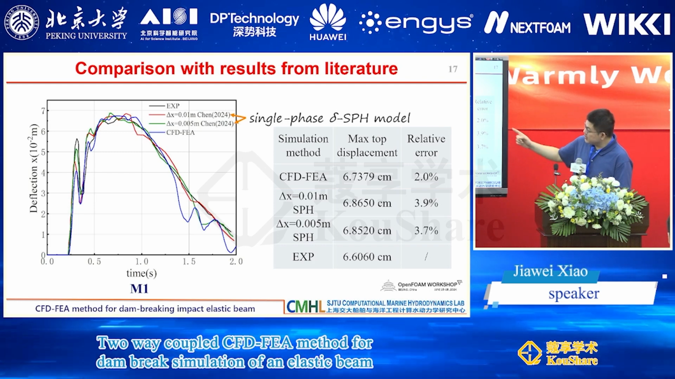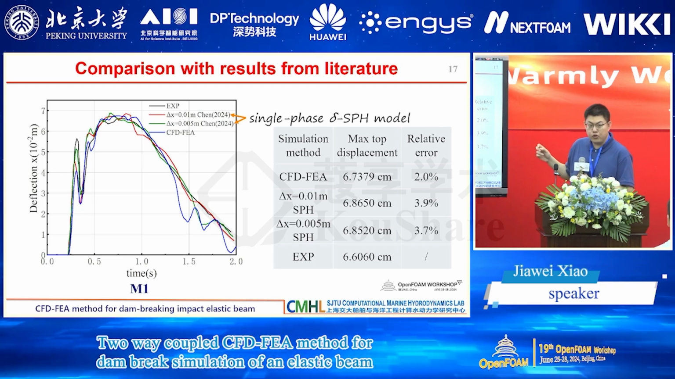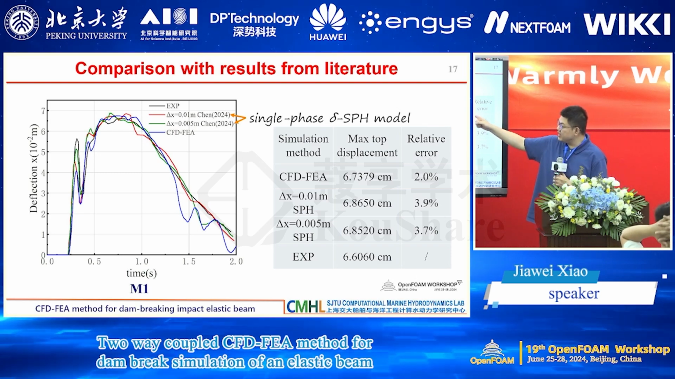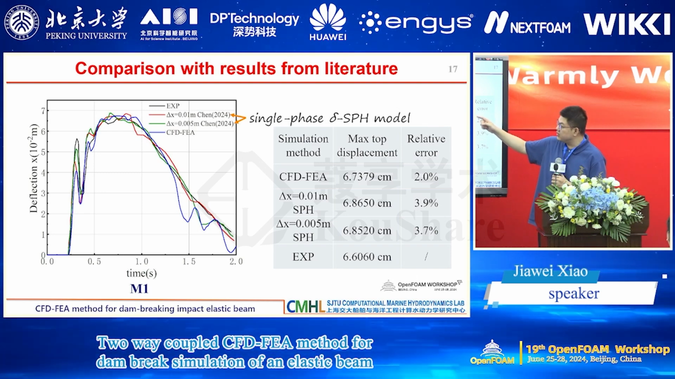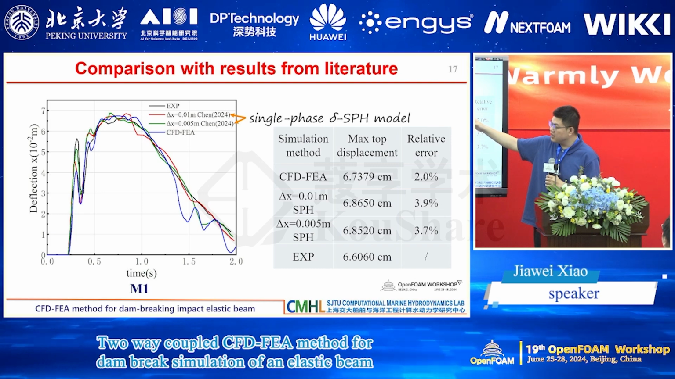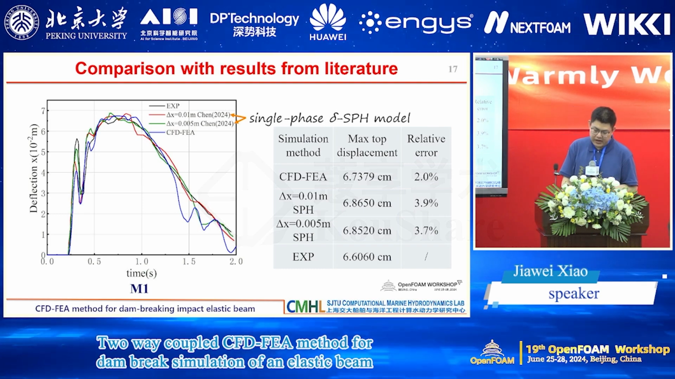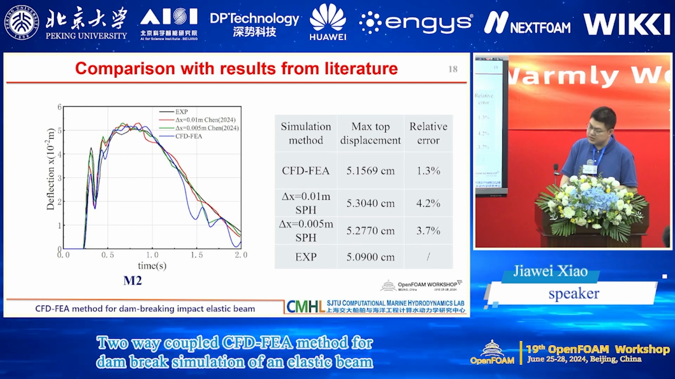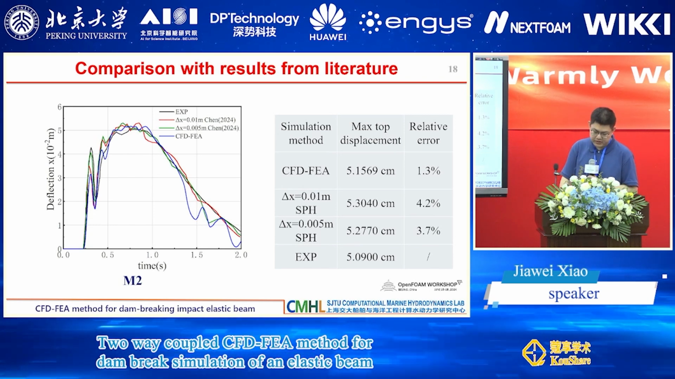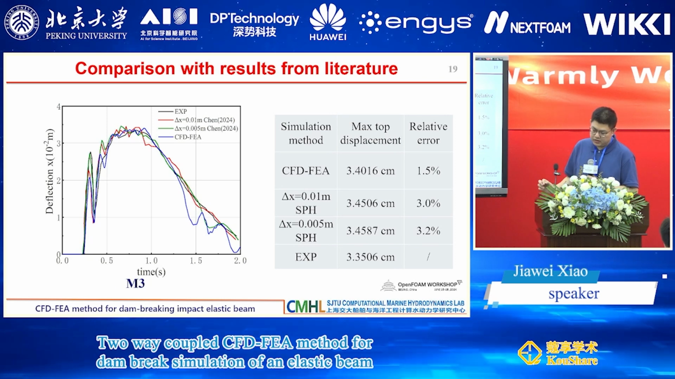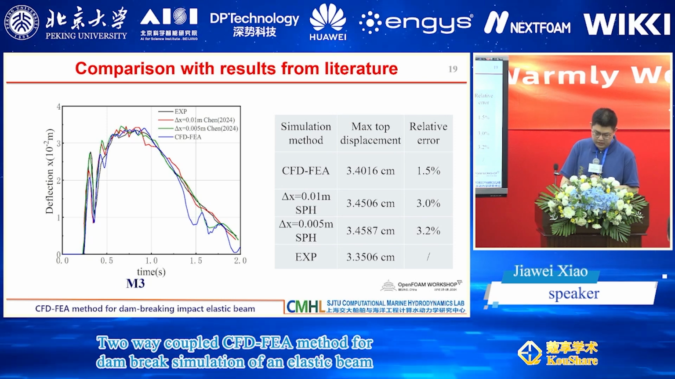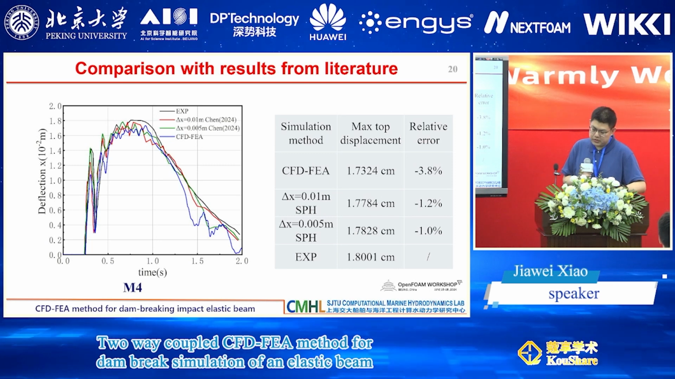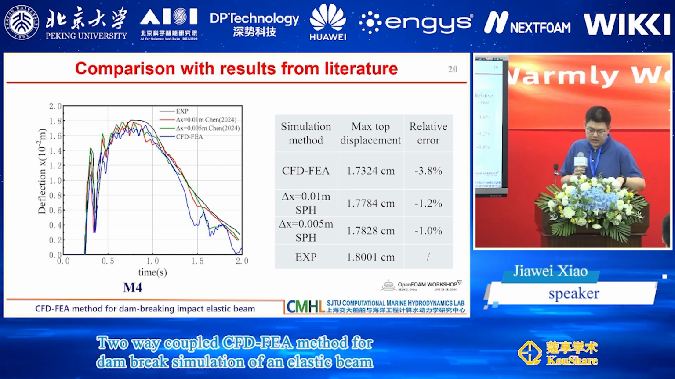And these are the results of the measuring point M1, and you can see that there is a slight difference in the second peak of the simulation results, and the error is 2%. M2's result error is 1.3%. M3's result is 1.5%. M4's result is minus 3.8%.